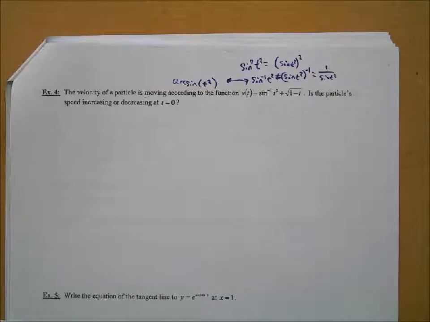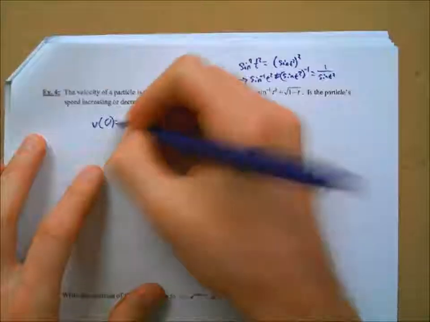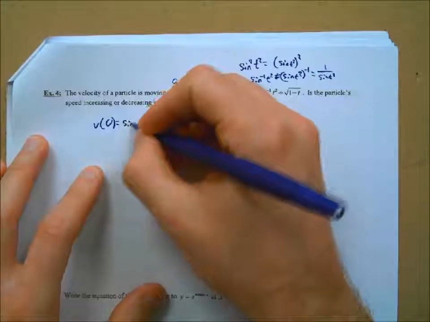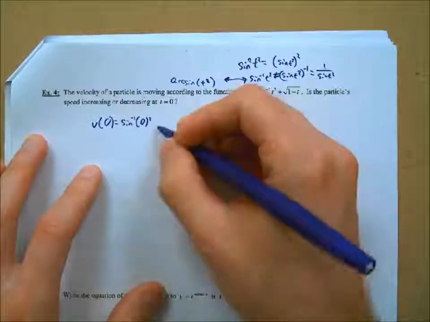How do we go about figuring out the velocity at time t equals 0? Let's do that one first. What do we do? Plug 0 into the equation right here. Yeah, just find v of 0. So v of 0 equals sine inverse of 0 squared plus the square root of 1 minus 0.